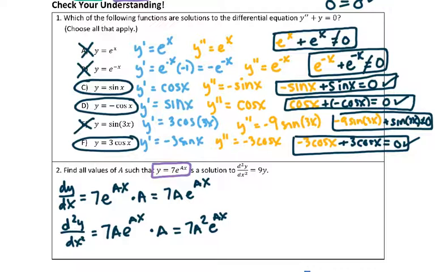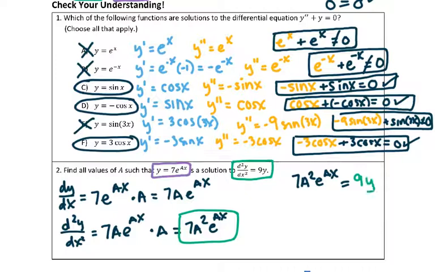Okay, so now we look at this second piece of information. So we know this to be the case. So we have our second order derivative here. So I'm going to say 7a squared e to the ax has to equal 9y. And going back to the actual question, it says find all values of a such that this is true. So we're going to try to solve for a, but this is a little weird because I've got a's and x's and y's.